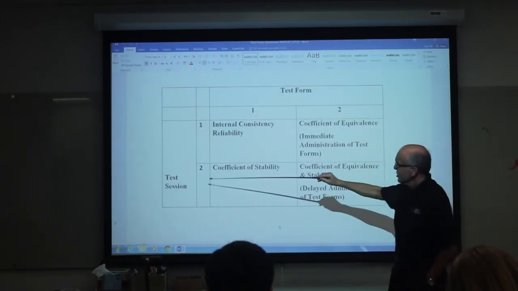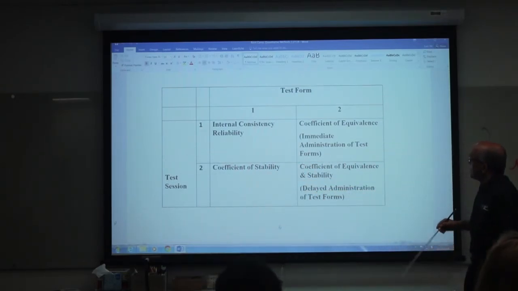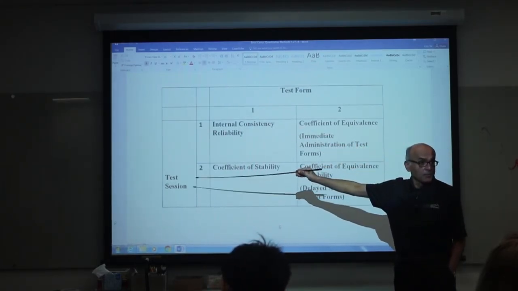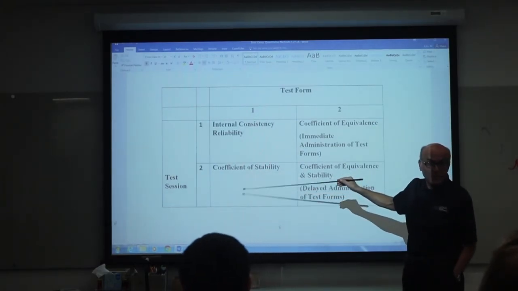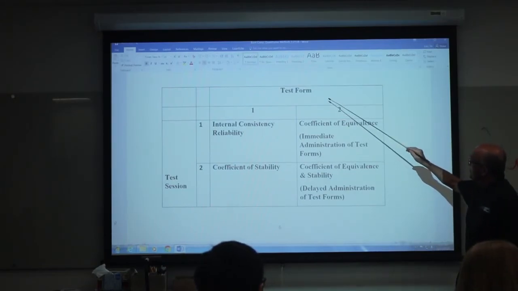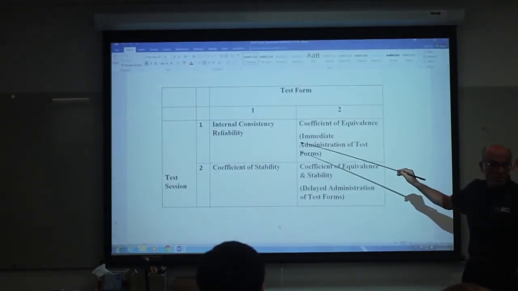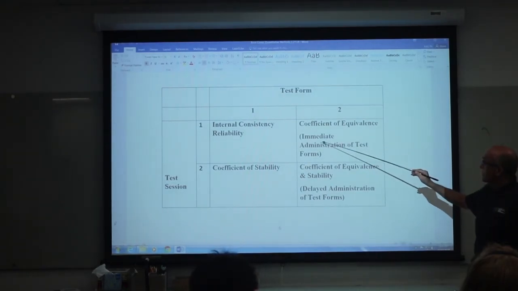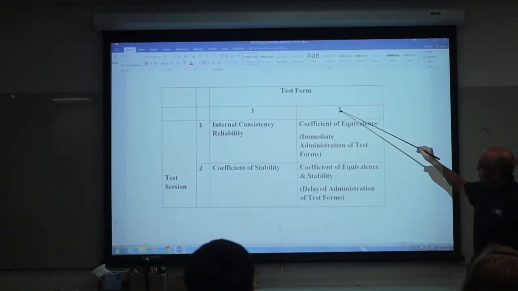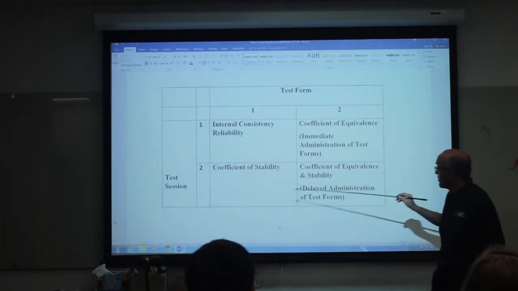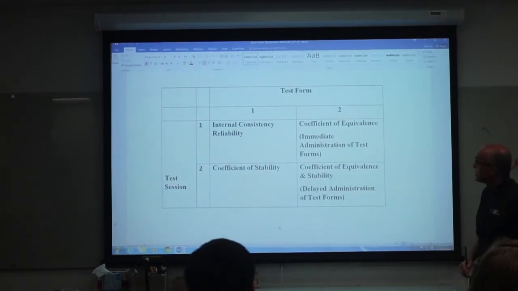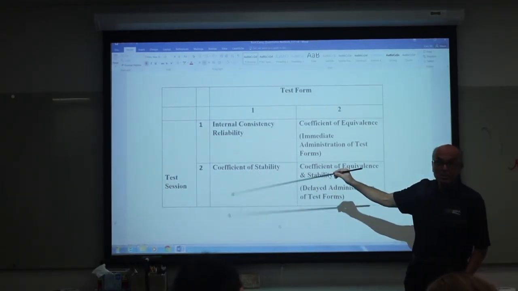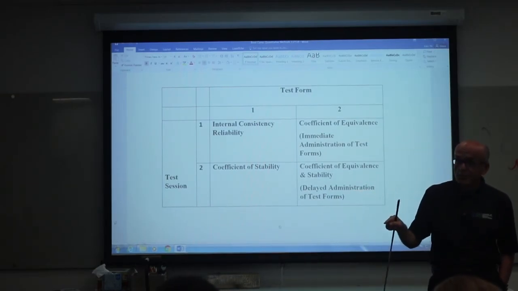Can you scroll up? So we can summarize all this in this 2x2 table. 2 forms of tests, 2 test sessions. If you have 1 form of the test, but administer it at 2 points in time, that is the coefficient of stability, test-retest. If you have 2 forms of a test, but administer it at 1 point in time, like I give you form A, followed by form B, I have the coefficient of equivalence, immediate administration. But if I have the 2 forms of tests administered at 2 points in time, I establish both the equivalence and the stability. And if I have 1 form of test and administer it at 1 point in time, that's the internal consistency. The most popular one is Cronbach's coefficient alpha.